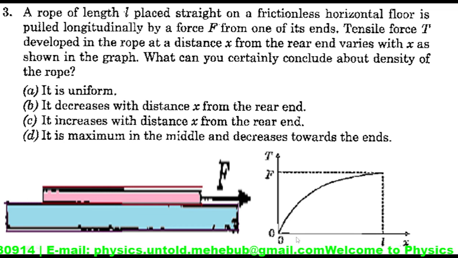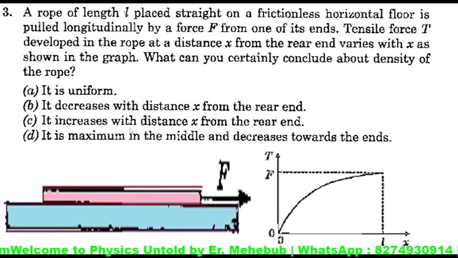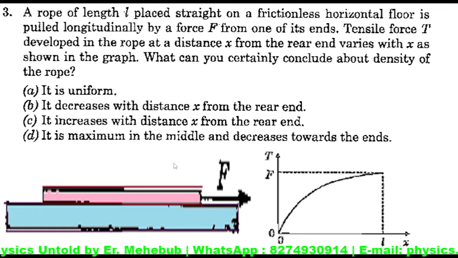This graph describes the tension versus displacement from the rear end. What can we certainly conclude about the density of the rope? Our first option is it is uniform. Second option is it decreases with the distance x from the rear end. Third option is it increases with the distance x from the rear end. And fourth option is maximum in the middle and decreases towards the ends.